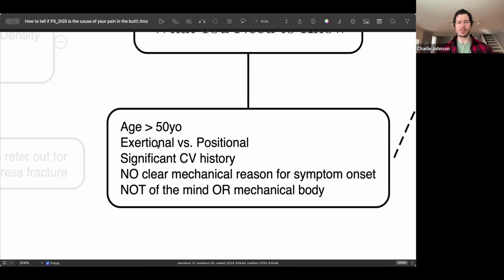Most people with peripheral arterial disease as a cause of their buttock pain or leg pain have a significant cardiovascular history. We're talking things like high blood pressure, high cholesterol, diabetes, stuff like that. There is usually no clear mechanical reason for symptom onset. They don't say, hey, I bent over and picked something up and hurt my back. Right? Again, we're talking about a system beyond just the muscles and the nervous system and the skeletal system. So there's no clear mechanical reason for symptom onset. Not of the mind or mechanical body.